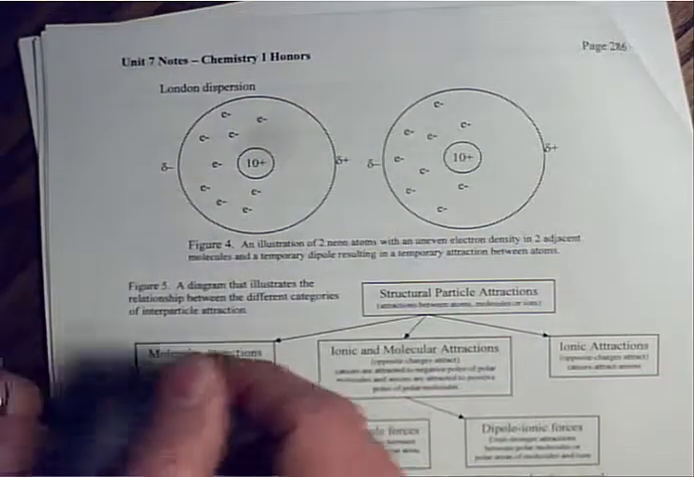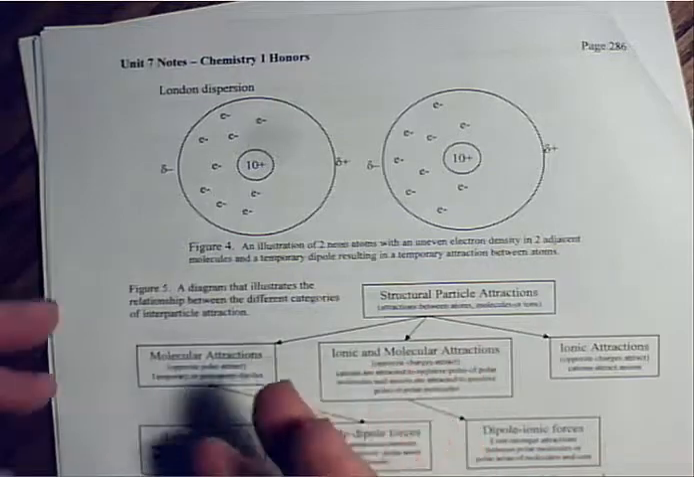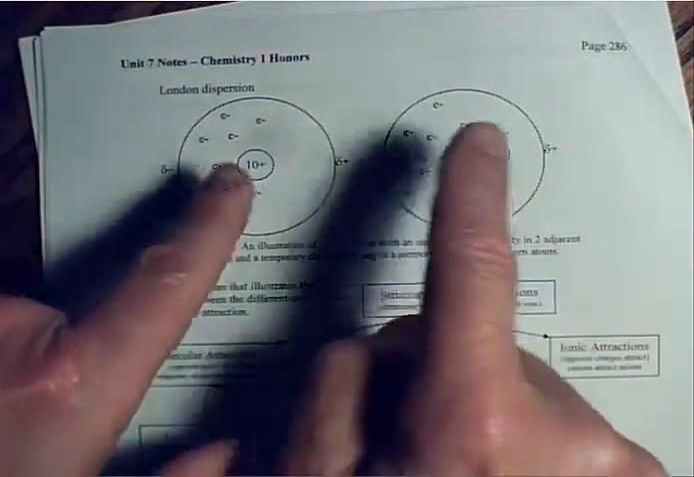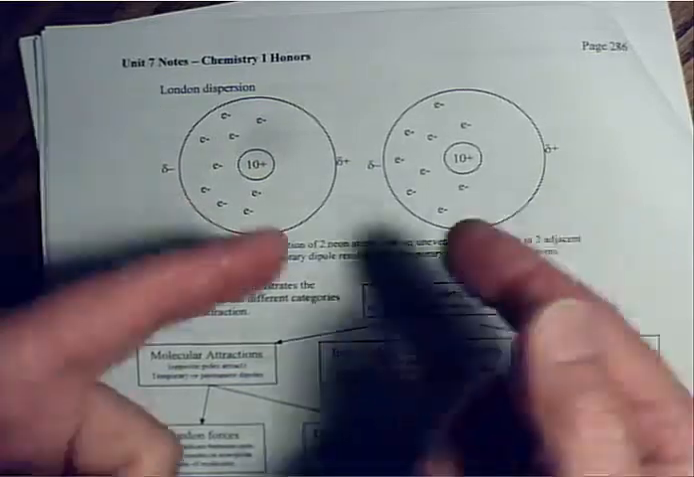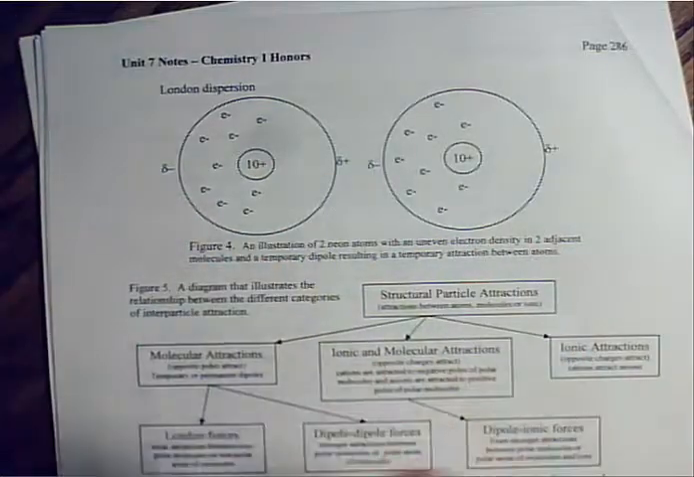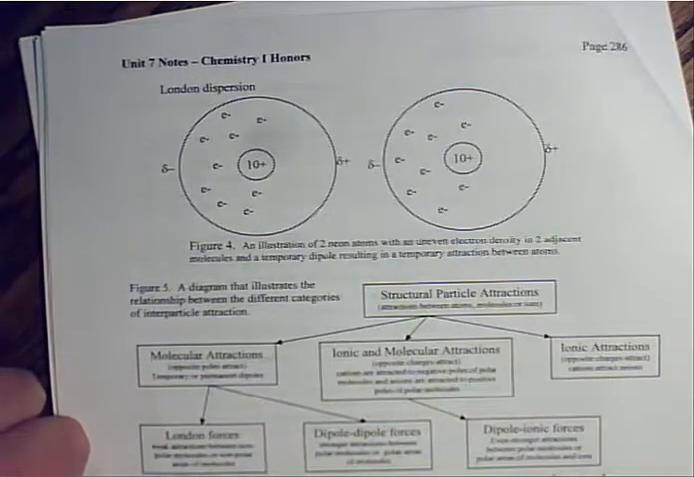I prefer to use the term London dispersion for this. If you want to be really picky about it, London dispersion refers to how the electrons move around. The forces of attraction are called Van der Waals attractions. Don't worry about it. Just call it London dispersion forces, okay? Because you see it in the literature that way.